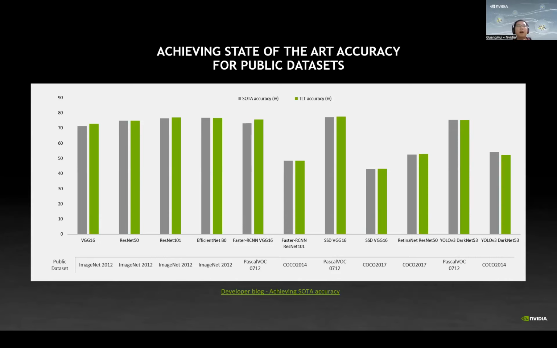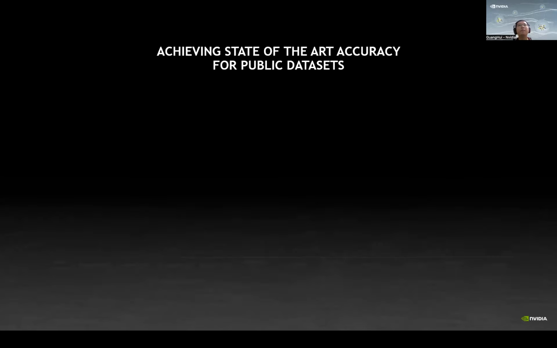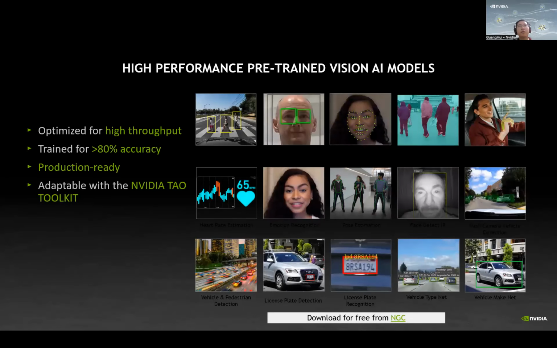We also have a lot of technical blogs and developer blogs guiding you on how to achieve these state-of-the-art throughputs, and also some of the best practices and tips when you are using all these models with our TAO Toolkit. Okay, so this is the one that I mentioned just now, the task-based models that we have. Basically, we optimize with high throughput and train with high accuracy, and then add that with TAO Toolkit, where you can do your own transfer learning based on your current use case.